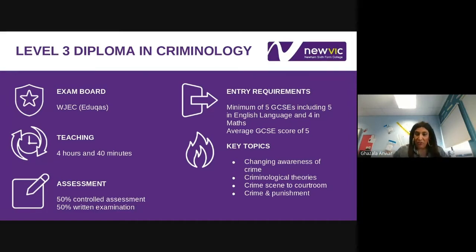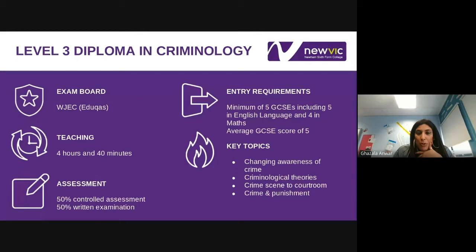We also do crime scene to the courtroom. So we have a look at everything that happens from the moment a crime takes place up until the moment that a person is sentenced. Who are the agencies involved? How do forensic scientists get involved here? How do we profile criminals, etc.?